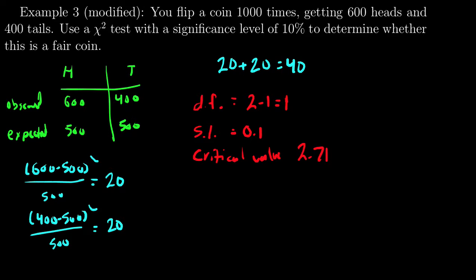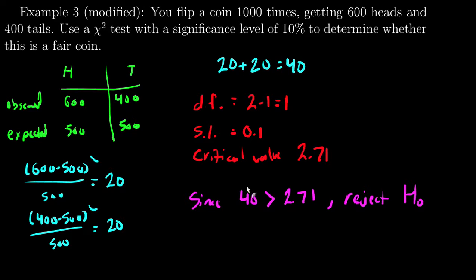And now we can see a very different story here. Since 40 is bigger than 2.71, since my calculated value is larger than the critical value, we will reject the null hypothesis. Basically saying that this coin is almost definitely not a fair coin.